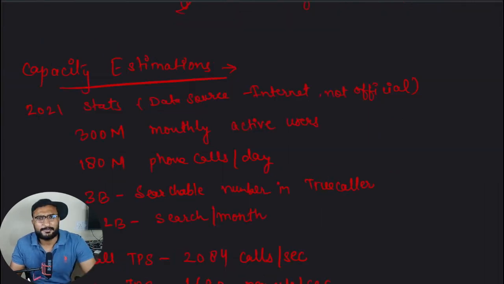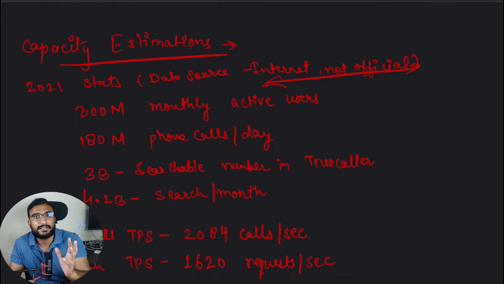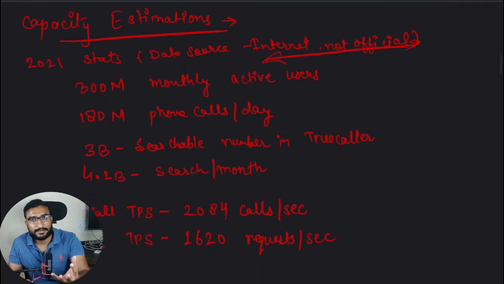Now let's get a basic idea about the capacity estimations. These are numbers which I took from the internet, and they are not from an official resource, but you will get an idea around how much TPS we want to support, or how much data storage you need, and what the system I am designing should support for this number of users. This is the traffic which I want to support, both in case of search TPS or updating a particular profile.